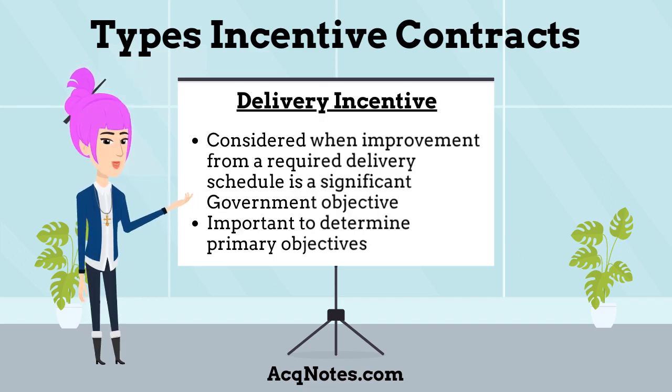The fourth type of incentive contract I will discuss is delivery incentive. A delivery incentive contract should be considered when improvement from a required delivery schedule is a significant government objective. It is important to determine the government's primary objectives in a given contract. For example, earliest possible delivery or earliest quantity production.